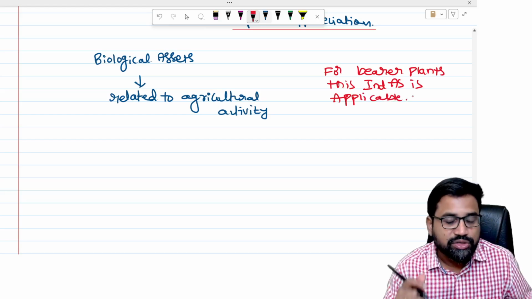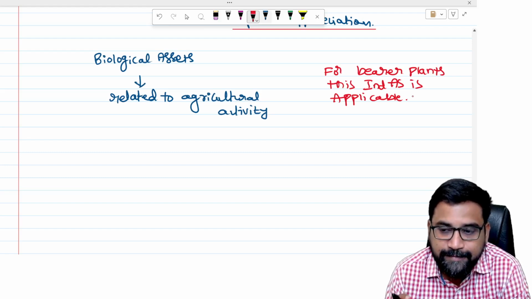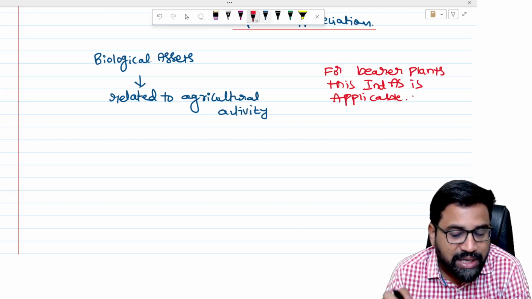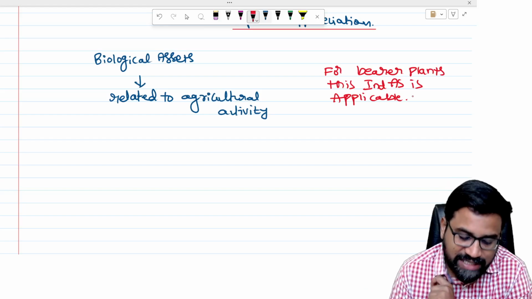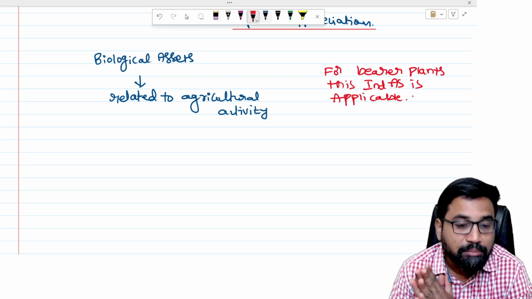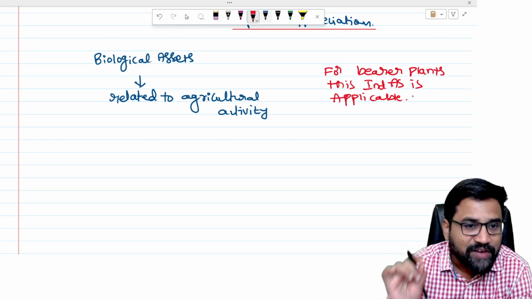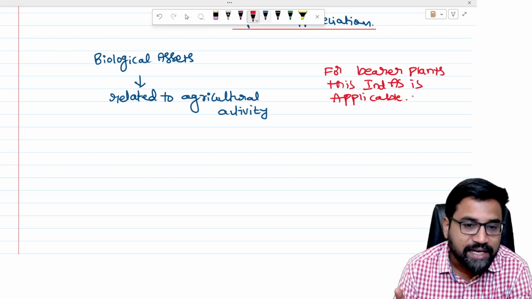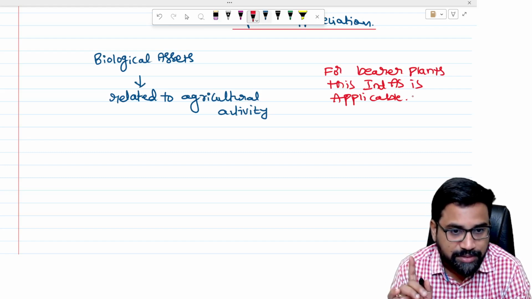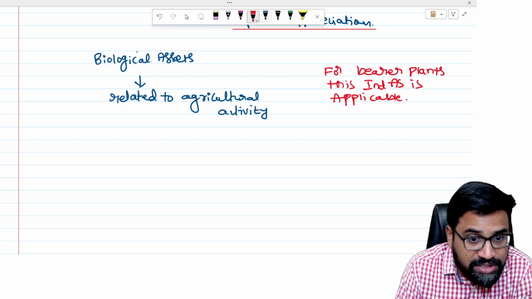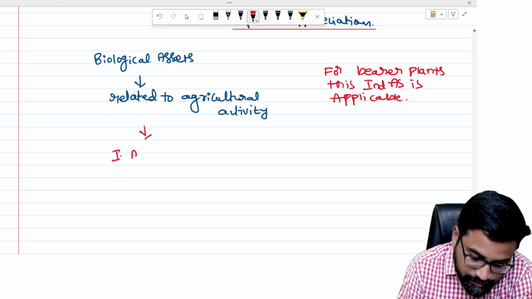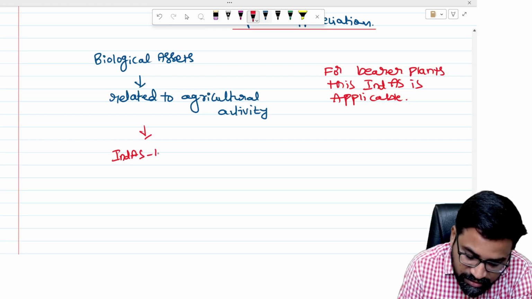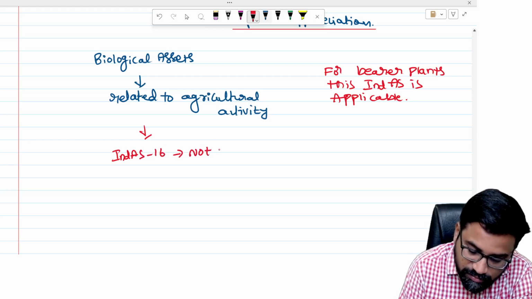Okay, let us decode this. What we are discussing is the scope of IND AS 16. IND AS 16 basically talks about property, plant, equipment, that is tangible fixed assets. This standard says it is not applied to biological assets relating to agriculture activity. But there is one exception, that is bearer plant. That means for bearer plants this standard is applicable. First understand, for bearer plants this standard is applicable. For biological assets relating to agriculture activity, IND AS 16 is not applicable. Okay.